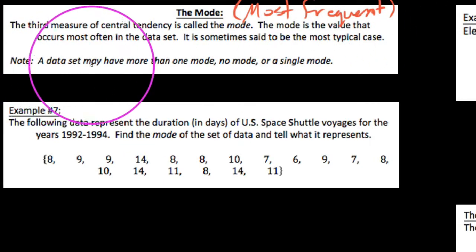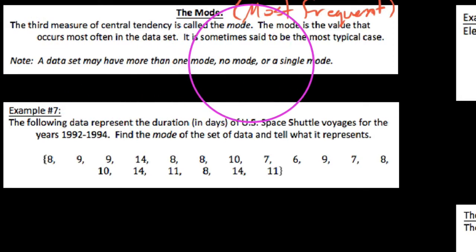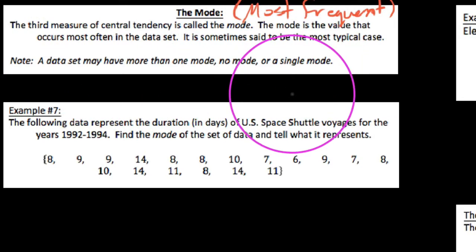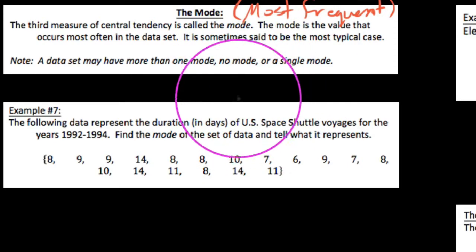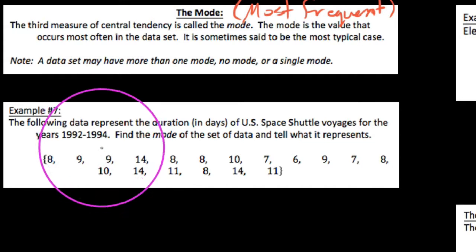Also, I read a note here: a data set may have more than one mode, or no mode, or a single mode. So it's very possible that it has no mode. We just write no mode. Or if we had a tie, we could say it's bimodal, it has two modes. So we're just going to go ahead and put this into use.